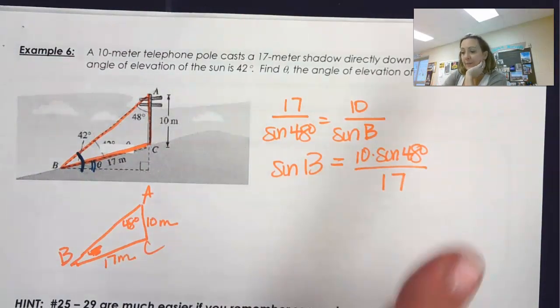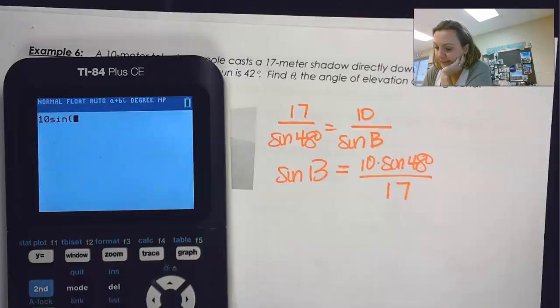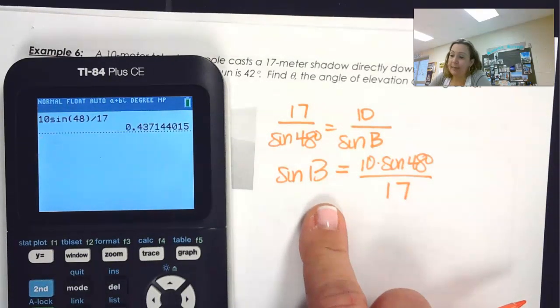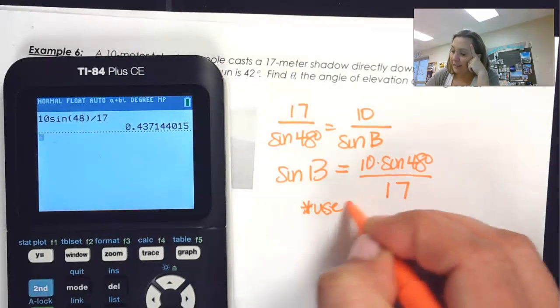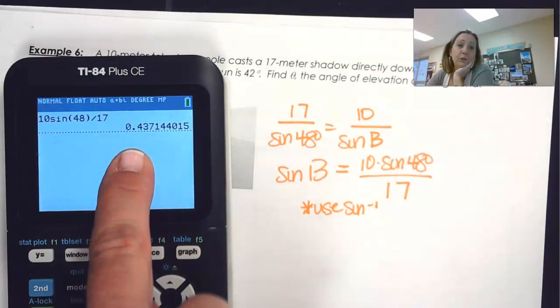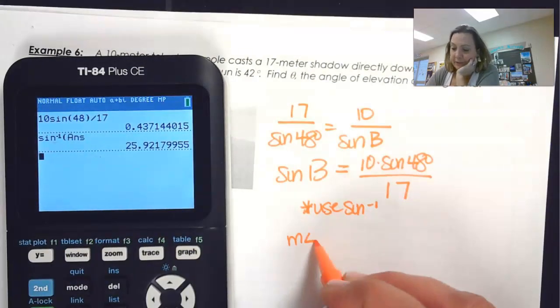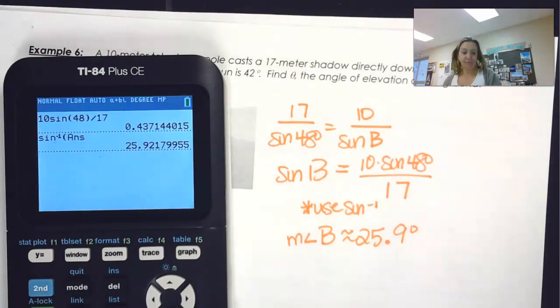Now, when I put this in the calculator, let's say you put in 10 times the sine of 48 divided by 17, that is not the measure of angle B. What is that? Yeah, that is the ratio of the sine of B. Remember that we do have to use the inverse sine. So you could use inverse sine and just type this in, or if you were like, oh shoot, I should have done that, just take the inverse sine of the answer, and that will give you what your angle B is. So angle B is about 25.9 degrees.